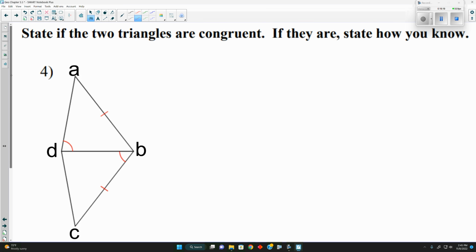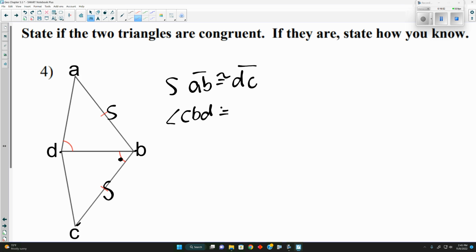So looking at this one here, we need to state if they are congruent. Do we have 3 sets of congruent sides? So let's see what we do have. We have that AB is congruent to DC. So we have a set of sides, yes? And we do have a set of angles. Angle, so this one here would be what? CBD is congruent to angle, well, this one here is ADB. So we do have an angle, yes?